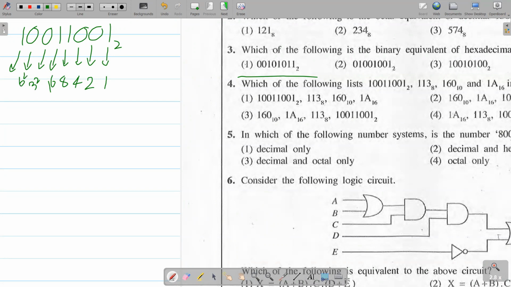16 32 64 and 128, and you are going to add 128 plus 16 plus 8 plus 1, because all other places it contains zeros, right? So it's going to give you what, 128 plus 8, 16 plus 8 is 24, like 24 plus 28, it's 50 and 54 and 55, yes, 155 in decimal.